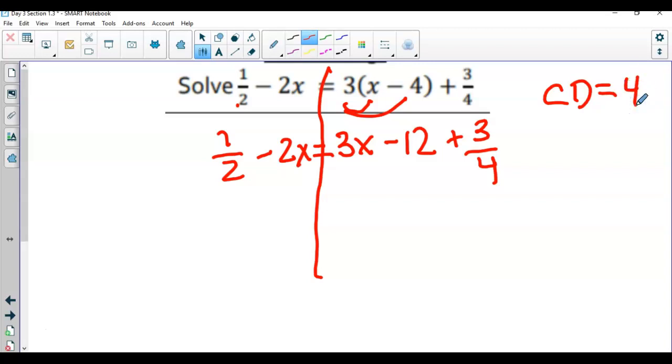And now what I'm going to do with that common denominator is I'm actually going to go ahead and multiply each term here that I see, the 1/2, negative 2x, 3x, negative 12, and 3/4 by the common denominator. And what that will do, you guys, is that will get rid of the denominator. So I'm going to go ahead and I'm going to multiply 3/4 times 4.